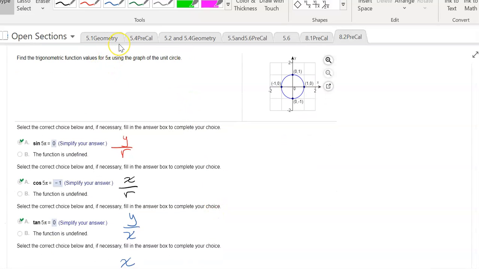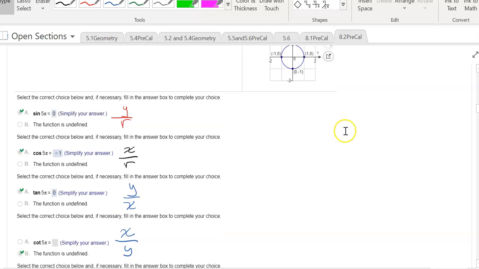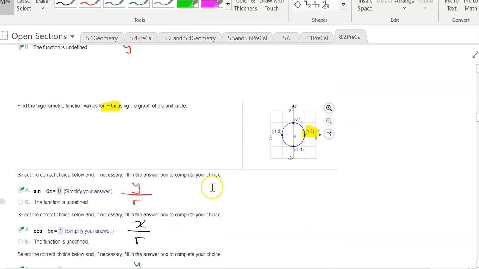And then 5 pi. So now we have something that's more than one rotation. And if you want to, you can turn that into degrees. It's positive, so we're going in this direction. So we can either count by pi's or 180s. So 1, 2, 3, 4, and 5. And this is the point we're dealing with in all of these answers.